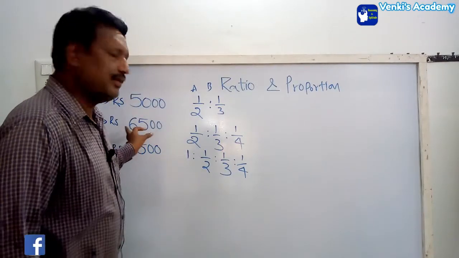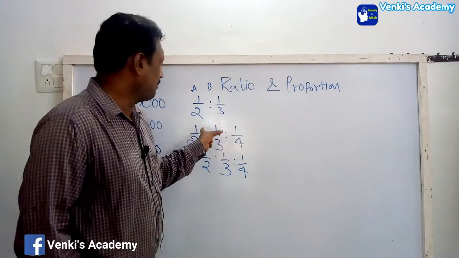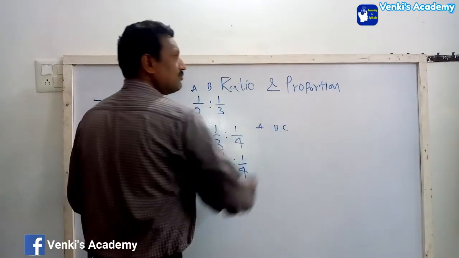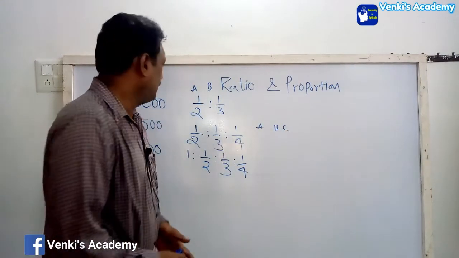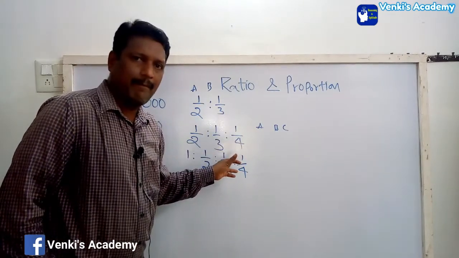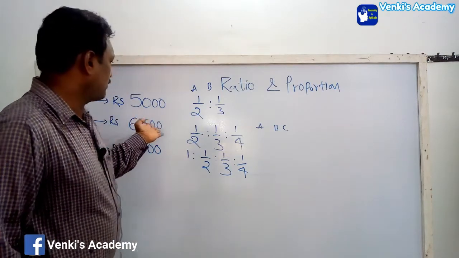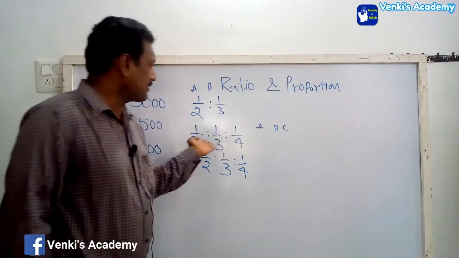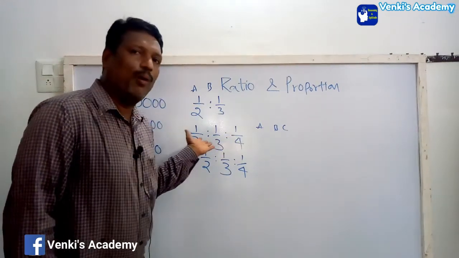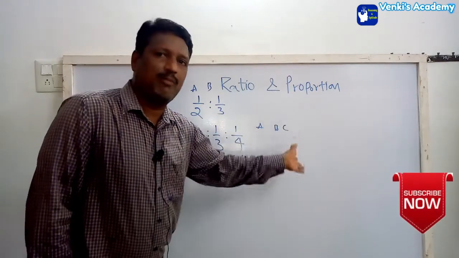Next we'll see the next model. Same model, but with three members A, B, C, such that the ratios are 1/2 is to 1/3 is to 1/4. An amount of rupees 6,500 is to be divided among the three persons A, B, C in the ratio 1/2 is to 1/3 is to 1/4. Find the share of A, the share of B, and the share of C.